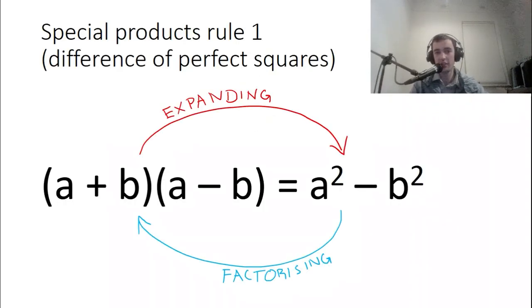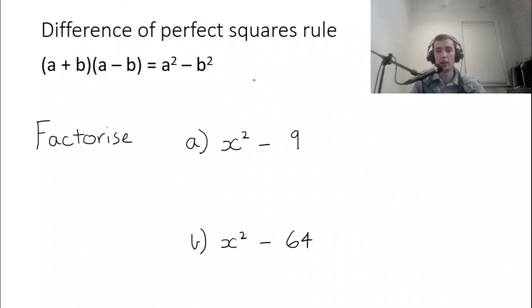Okay, so the rule for this is the general rule. So every time you've got, again, the same thing in the first position in the brackets, we'll call it a, and the same thing in the last position in the brackets, we'll call it b, but one of them is negative, then you end up with whatever's first in the brackets squared minus whatever's second in the brackets squared. Okay, so we're going to use this rule to factorize some expressions.